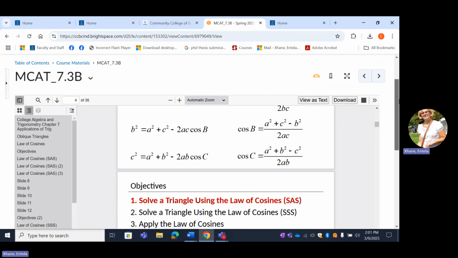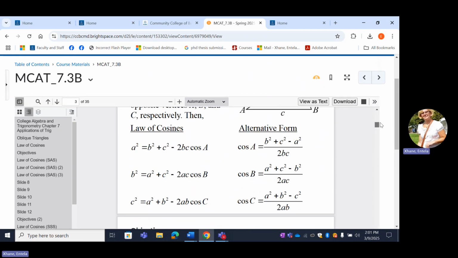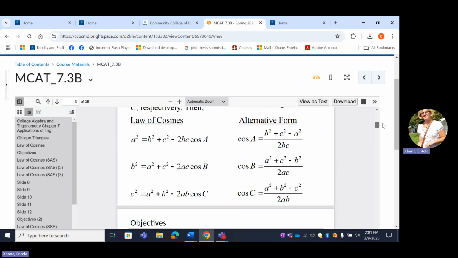Now, if you pay attention, this is called the formulas of the law of cosines. This is all about finding the angles when you have only information for the three sides of the triangle.